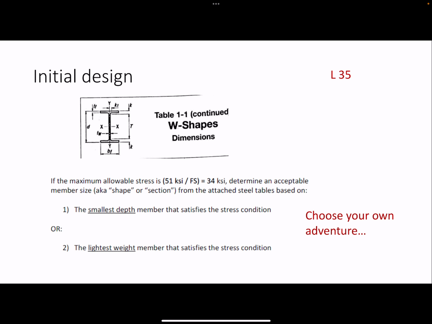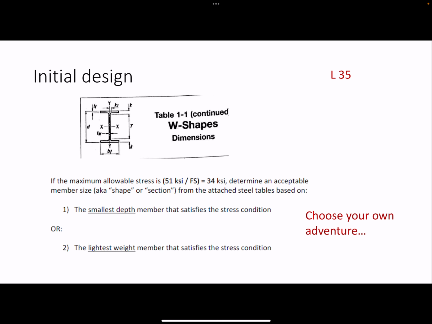So if you don't mind increasing the depth, you can select a lighter beam. Now, smallest depth is probably the most common goal because architects and clients like it because it gives you more floor to ceiling space, right? And that's something that people like a lot. But that might not be the most economic in the long run, right?